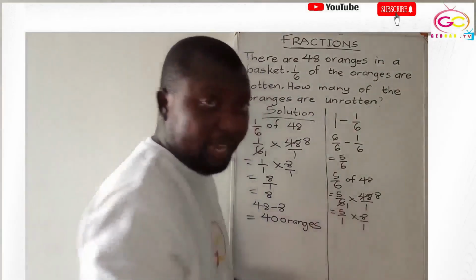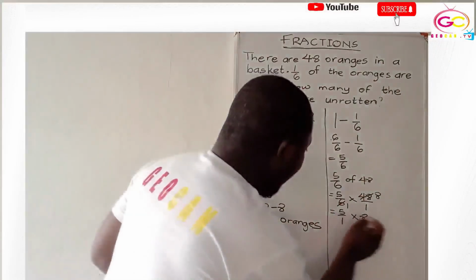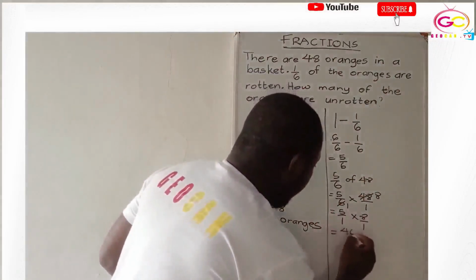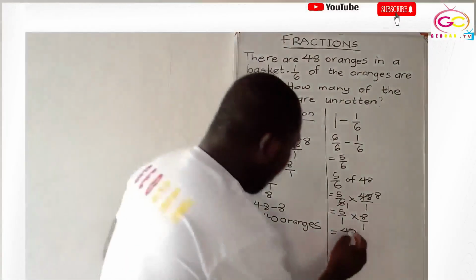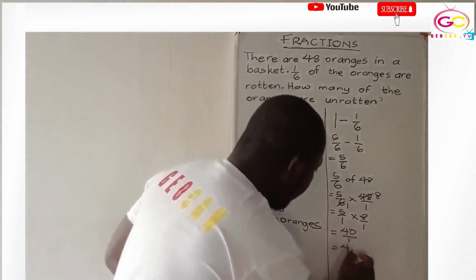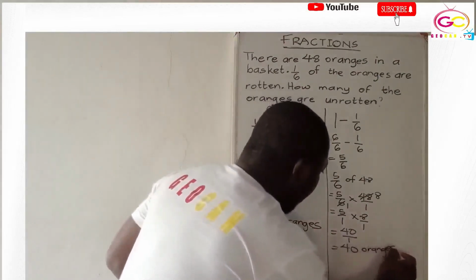So now you can multiply the numerators and multiply the denominators. That's all. 5 times 8 will give us 40, over 1 times 1, which is 1. Now 40 over 1 is equal to 40. So 40 oranges.